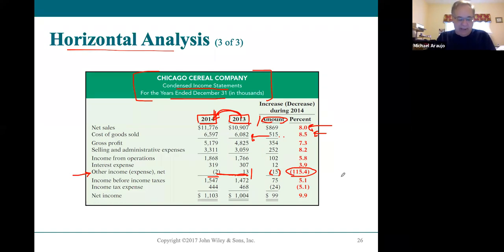Now let me get my calculator out. So we have a negative 15, sorry, divided by a positive 13. And what you'll see is 1.1538. Did you see that in your calculator?